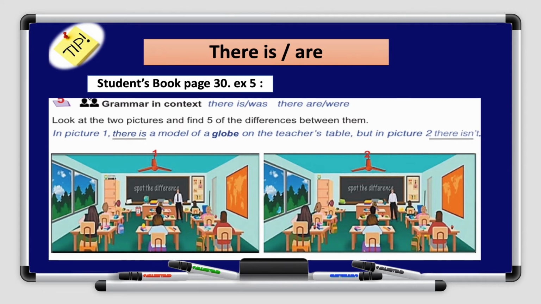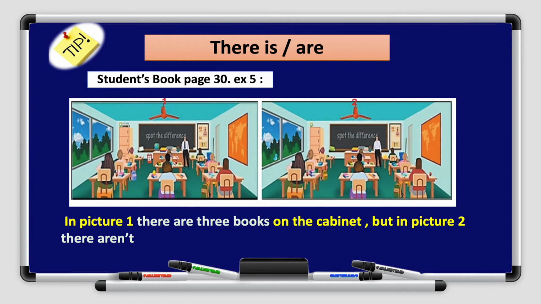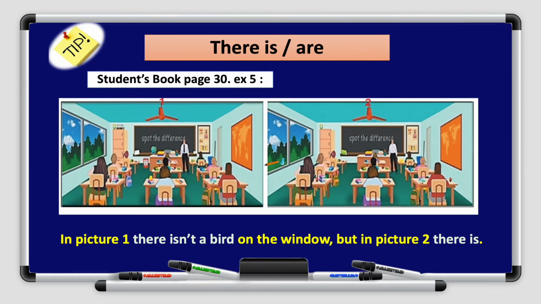In picture 1, what you can see and what you cannot see in picture 2. Good job. In picture 1, there are 3 books on the cabinet, but in picture 2, there aren't. More, what do you think? Good job. In picture 1, there isn't a bird on the window, but in picture 2, there is. Try to find more differences. And concentrate with me in the next exercise to check your understanding.